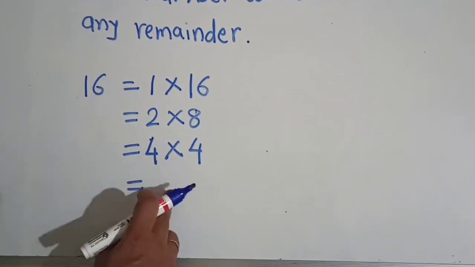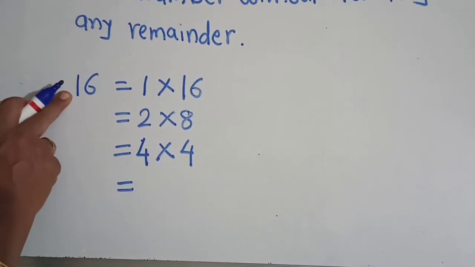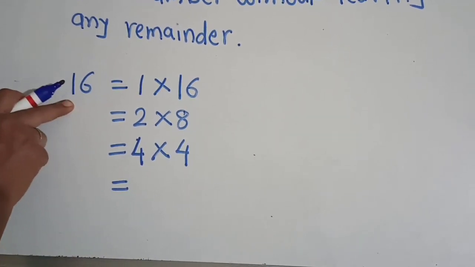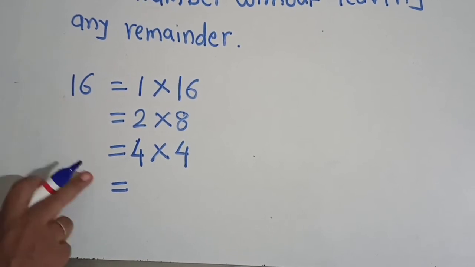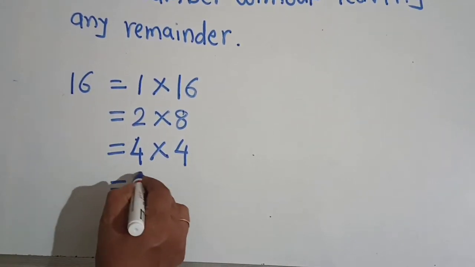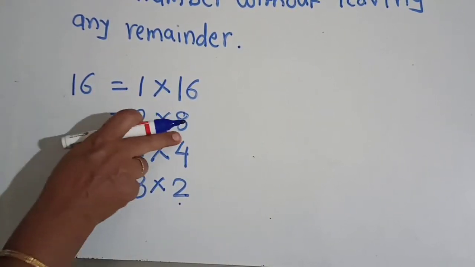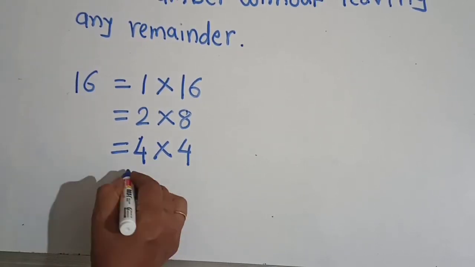Okay, children. Now 6. 6 1s are 6, 6 2s are 12, 6 3s are 18. No. Then 7, 7 1s are 7, 7 2s are 14, 7 3s are 21. No. 8, yes. 8 2s are 16. But we already wrote 2 8s are 16, so you have to write this one time only.